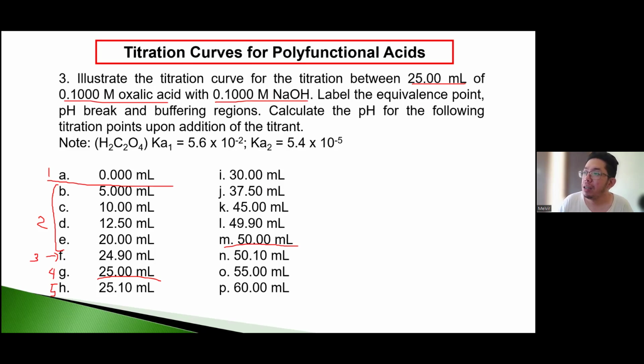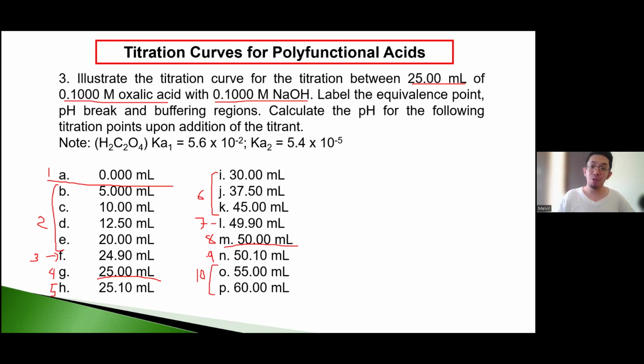And then, I to K is another stage for calculation. So this is our sixth method. And then the seventh will be just right before the second equivalence point. And then you'll have the second equivalence point, and then the ninth will be just right after the second equivalence point, and then you'll have your tenth, which is just beyond the second equivalence point.